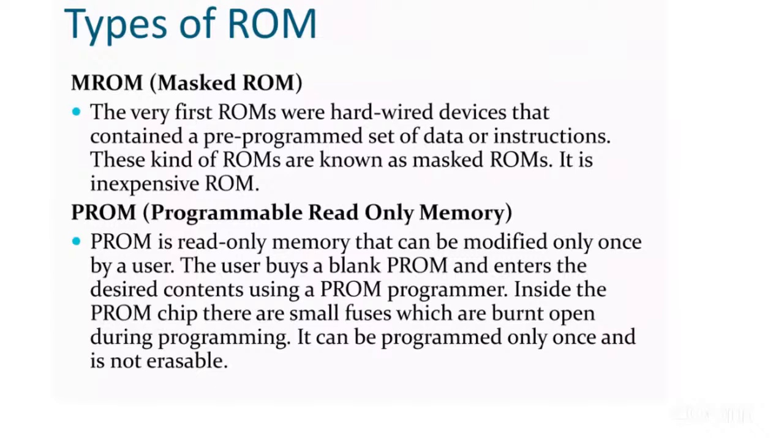Then coming to the different types of ROMs, the first is MROM, which is masked ROM. The very first ROMs were hardwired devices that contained a pre-programmed set of data or instructions. These kinds of ROMs are known as masked ROMs. They are inexpensive ROMs. Next is the programmable read-only memory, which is also called PROM.